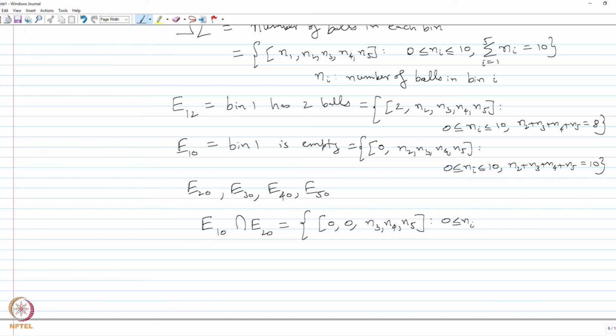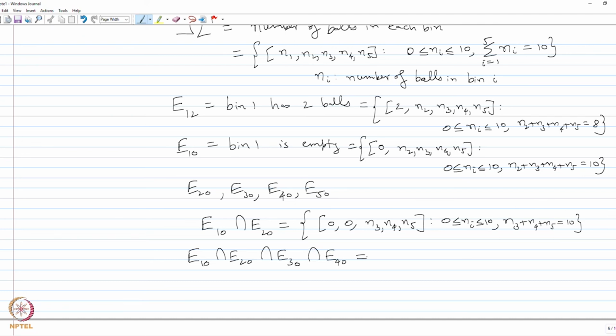0 ≤ n_i ≤ 10, and then n3 + n4 + n5 = 10. Okay, so again, quite a big possibility here. It turns out, if you keep on intersecting, you will eventually get to something which is easy to think about. Suppose I intersect all 4 events.